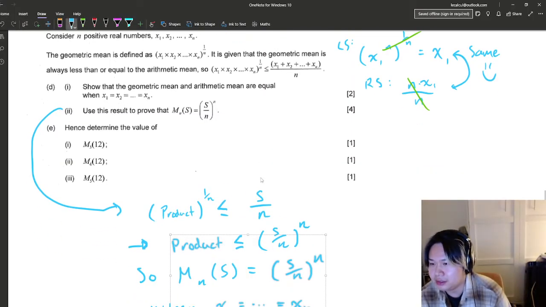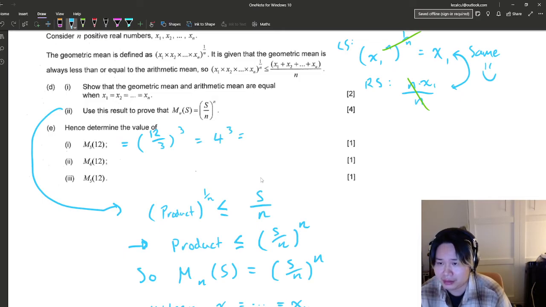And then we need to determine these values. These are just plugging in, that's pretty straightforward. So this is equal to 12 divided by 3, to the power of 3. So this is 4 to the power of 3, which is 64. 12 over 4, to the power of 4, which is 3 to the power of 4, which is 81. This is getting a little sussy. And then, oh, okay, it won't be as nice next one.